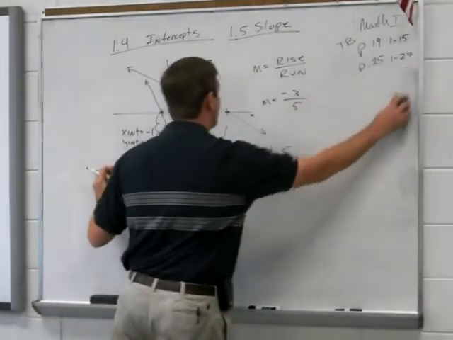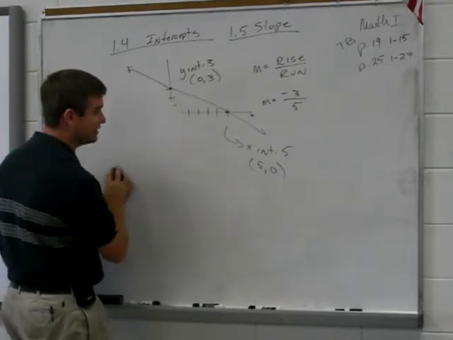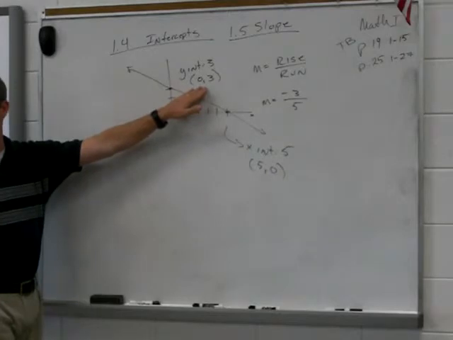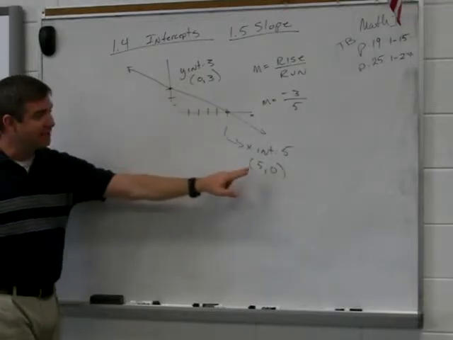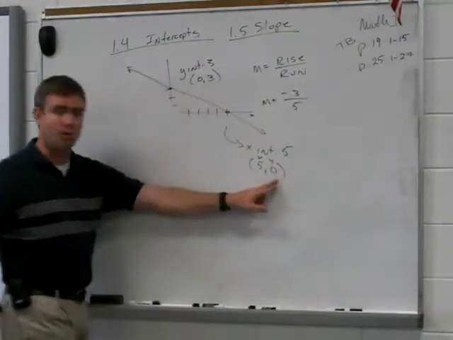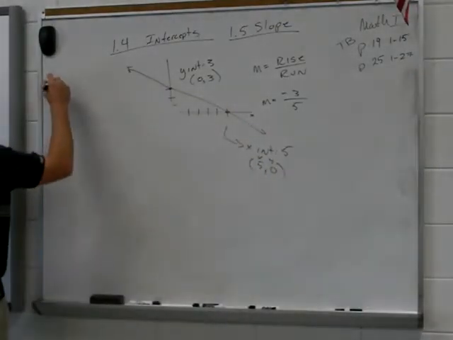All right. Now, before I move on, I want to erase this part right here, and I want to talk about this just a little bit. When I found the y-intercept, what was x? 0. That's very important. We're going to come back to that. When I found the x-intercept, what was y? Here's x. Here's y. What was y? 0. That's very important. I want you to write that down.